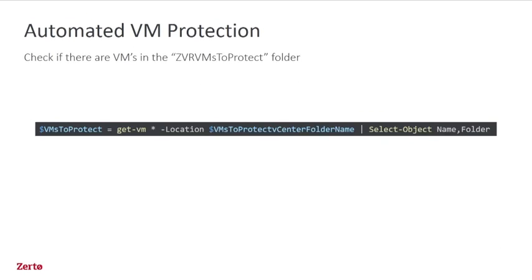So I'm pulling the name of the VM and the folder it's in. And that includes the subfolder it's in. Remember the structure? VPG name, boot group, VM name. So if I only have the folder it's in, it's the boot group. So I also need to know the parent folder.